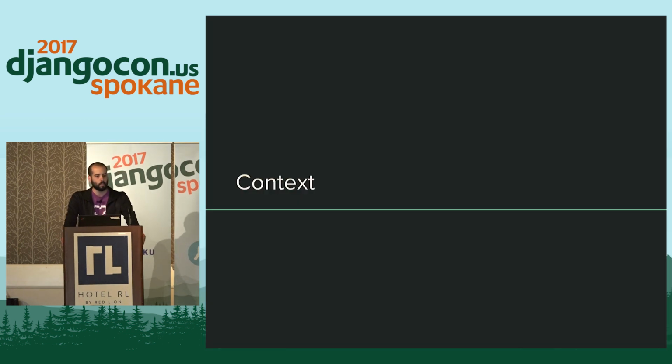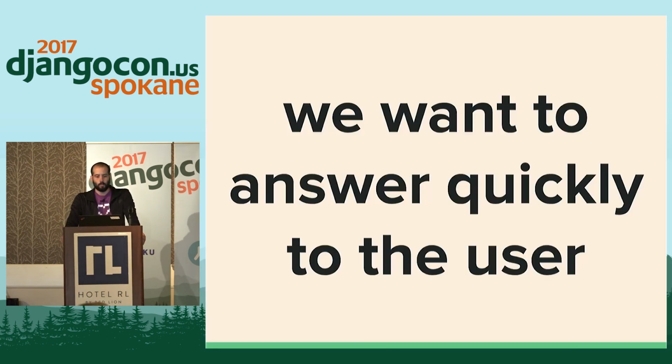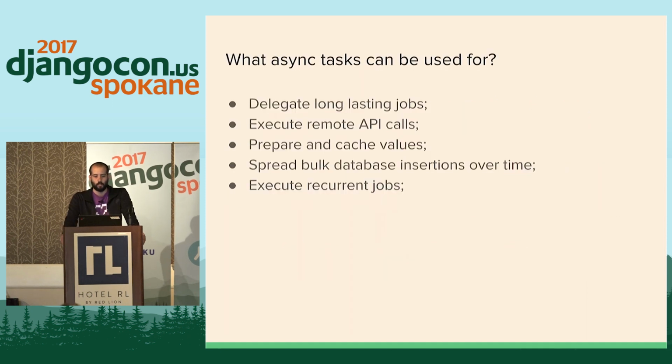All right, so let's start with some context. In broad terms, the reason we use async tasks is because we want to answer quickly to our users. Here are some situations where we might want to use async tasks. The simplest case will be when we want to delegate long-lasting CPU jobs. But the most popular reason people use async tasks is probably to execute external API calls.